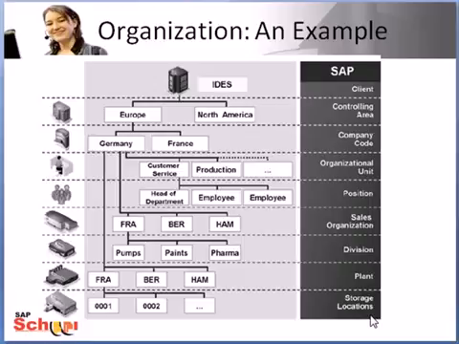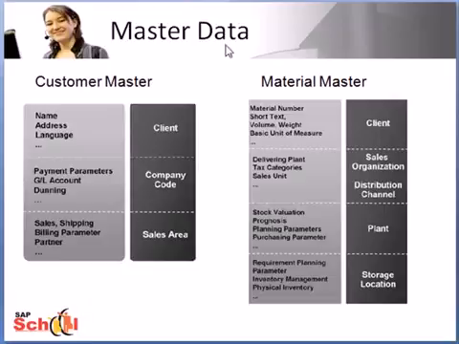So for example, in a steel plant, you might have raw material in one storage location and work in progress in another one, and finished goods in a third storage location, all under the same plant. The master data is essentially of three different types: customer master, material master, and personnel master, shown on the next slide. So let's talk about customer master first.